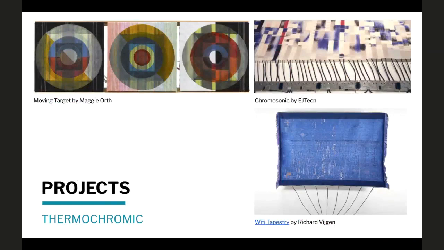A few examples. Maggie Orth, who is a grand figure in the world of textiles, her Moving Target is an old example of work with thermochromic inks. This idea of how to create animated textiles is a consideration that she worked with a lot in her projects. Chromat by Ajay Tech, they do a ton of work with thermochromic inks. I highly recommend that you check out their projects and portfolio. And then also this Wi-Fi tapestry, visualizing different Wi-Fi signals by using thermochromic ink.